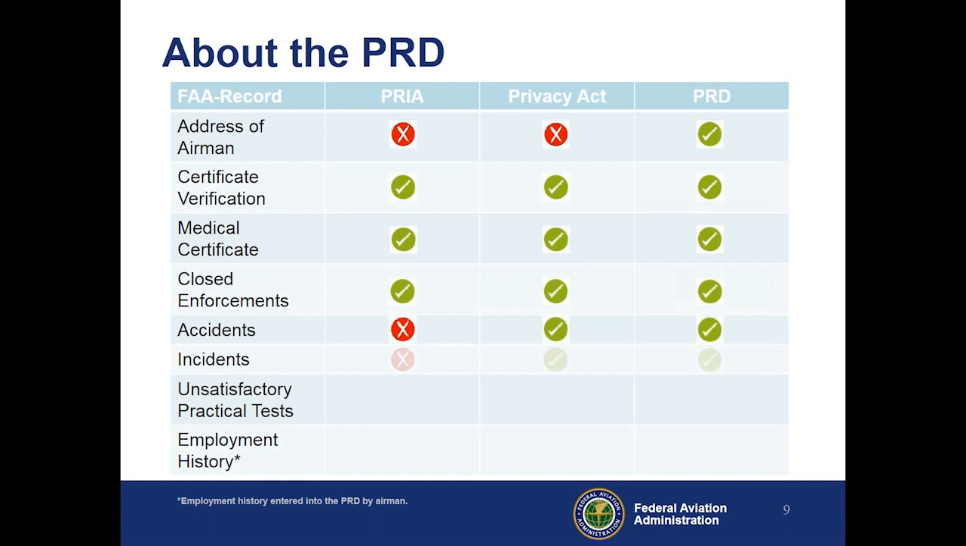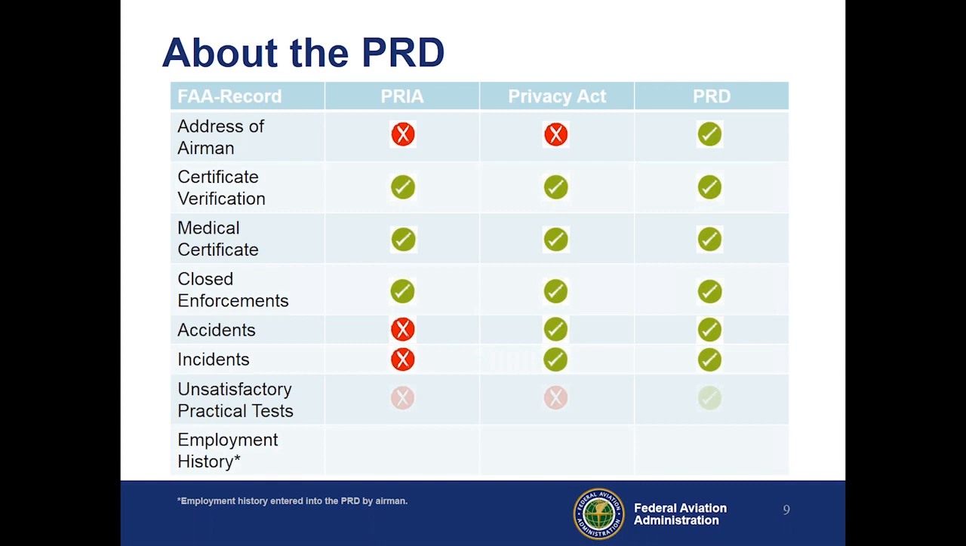So accident data was not provided under a PRIA request. So if you wanted accident information, you had to go do a Privacy Act request. So a lot of companies would do that. They would make a separate request for Privacy Act information. Well, PRD automatically includes accident records. That's the same for incidents as well. So accidents and incidents are automatically included in PRD.